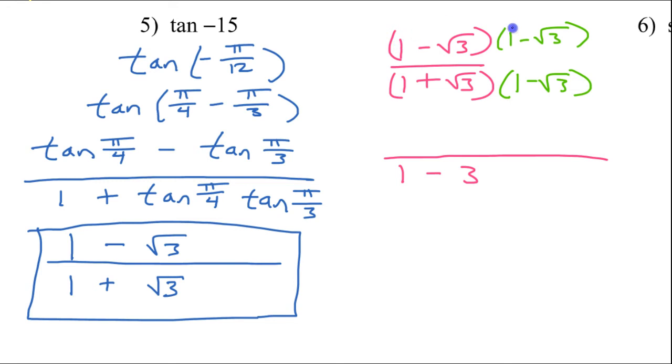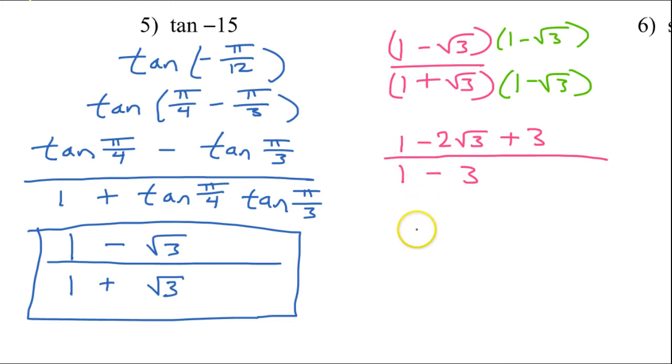first I have 1 times 1, so that's going to be 1. Now inner plus outer equals middle. Inner, I have negative radical 3. Outer, if I multiply these, I get negative radical 3 again. So together that's negative 2 radical 3. And then I have negative radical 3 times negative radical 3. That's going to be positive 3. A negative times a negative is a positive, and radical 3 times radical 3 is 3.